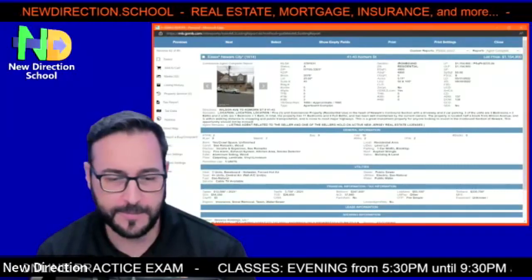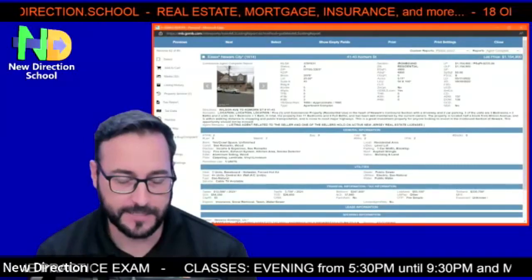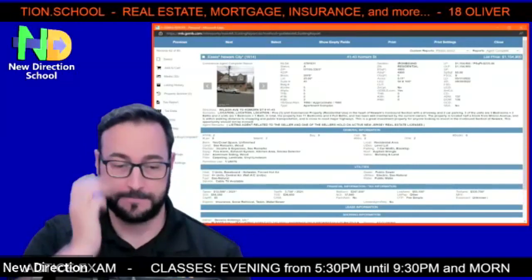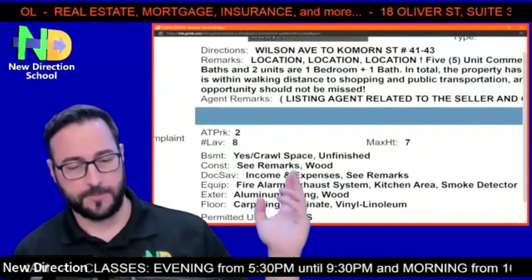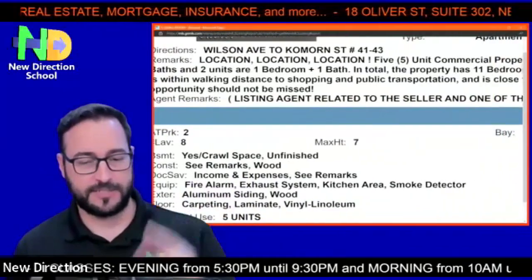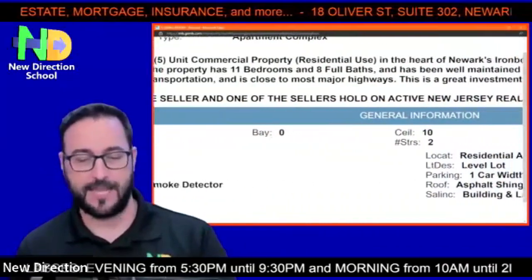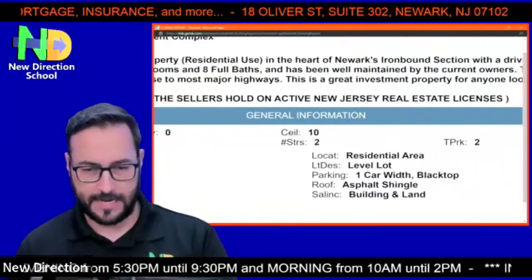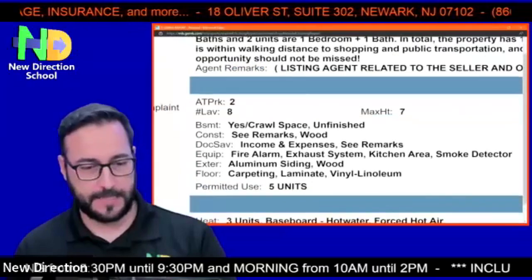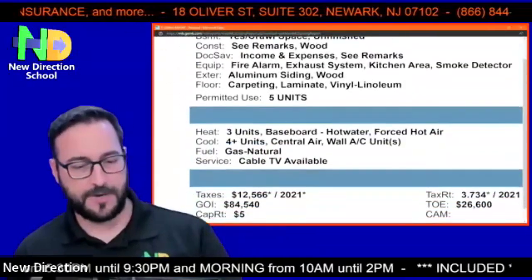This is in the Ironbound. It's an apartment complex with 5 units, so it's a 5-family. Okay. Now, when you look at it, there's remarks, explain all that stuff. This is very important. Look, listing agent related to the seller and one of the sellers on hold. Active New Jersey real estate license. Okay. It gives you all the details of the property.